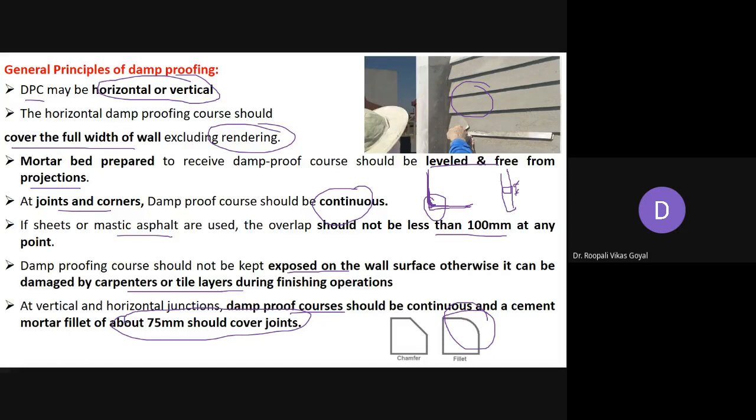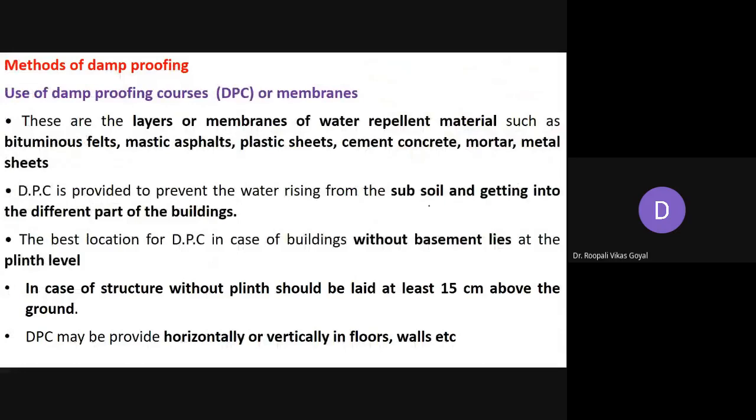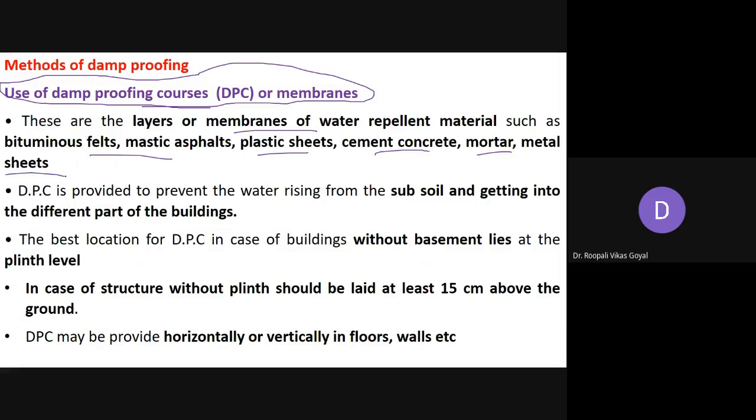Now we should know about the methods of damp proofing. The first method of damp proofing is to provide the membrane, that is, damp proofing coats or membrane. These are layers or membranes of water repellent material, whatever we have discussed up till now, like bituminous felt, mastic asphalt, plastic sheets, cement concrete mortar or metal sheets, etc. You just have to lay them in the form of that particular membrane, or layers. This DPC, whichever is provided, will prevent the water rising from the subsoil and getting into the different parts of the building, because these layers will stop it.